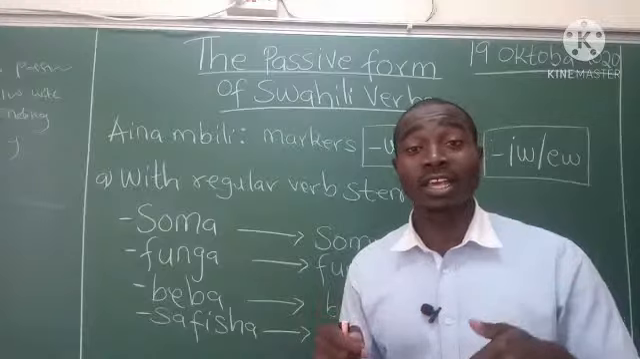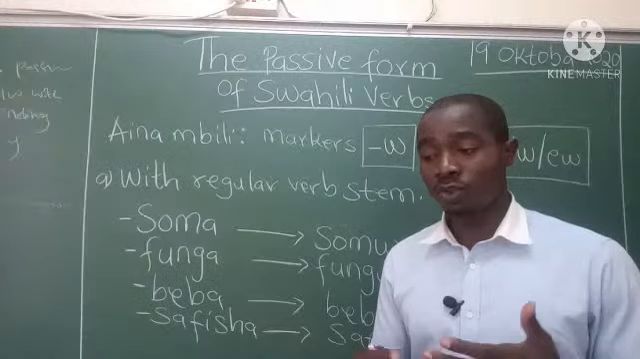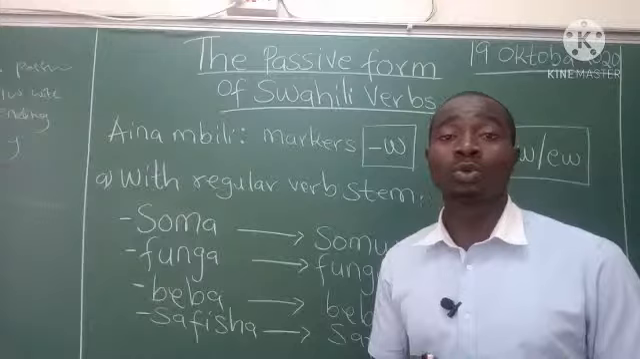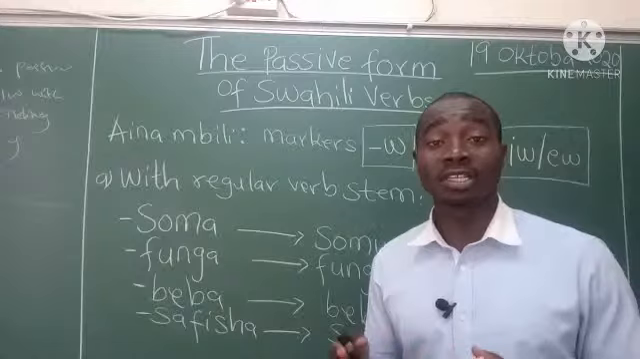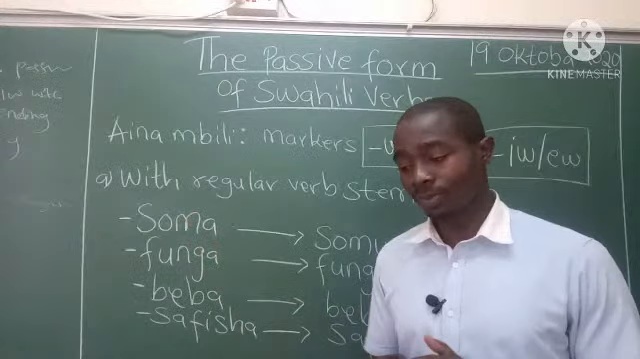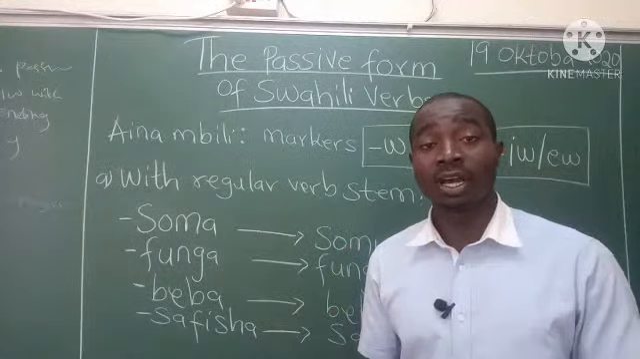Sawa. Kwa hivyo, today we're going to talk about how to form passive verbs in Swahili. You know, the verbs normally are not in passive form, but we add some extension to make them passive in Kiswahili. The whole concept is called mnyambuliko wa vitenzi. Kitenzi is one verb, vitenzi is many verbs. So mnyambuliko is how we add suffixes to the verb stem to bring out different meanings, and one of the meanings is the passive form.